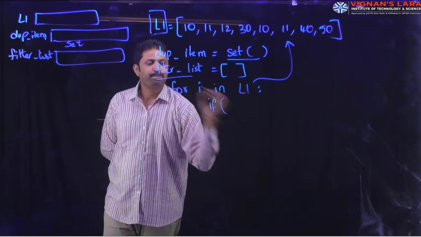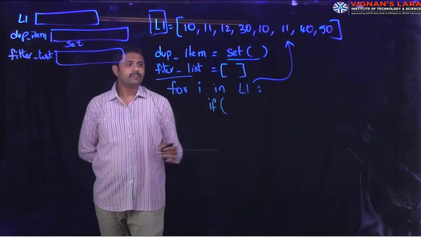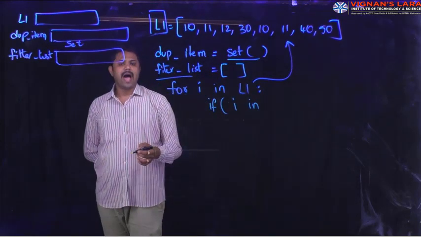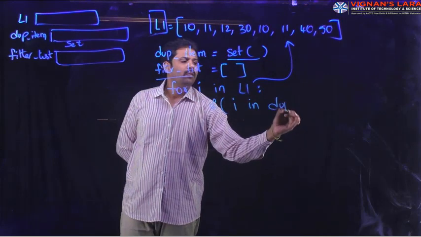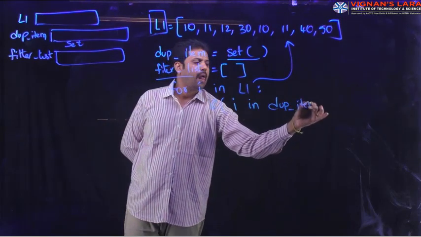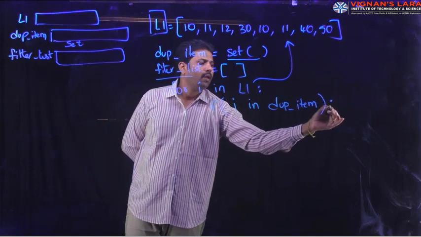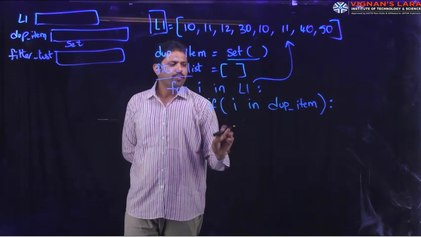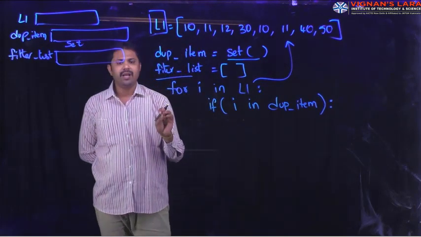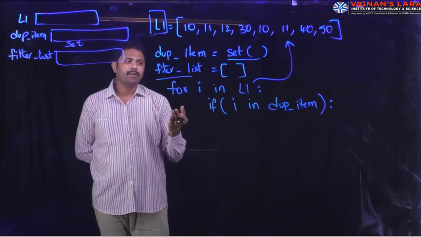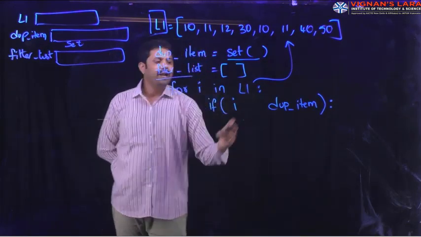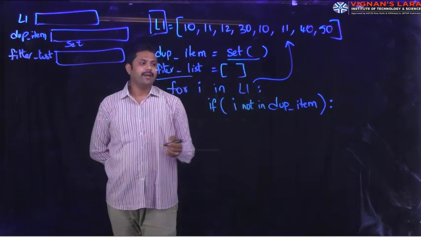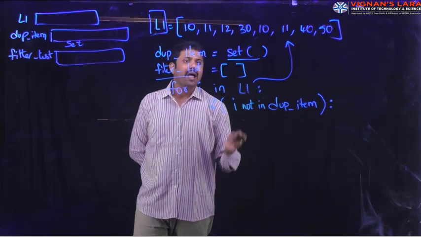If i in duplicate item. So here you can write one more condition, by using not. Also you can write it that way. So let us see: if i not in duplicate item. Let us see what happens.